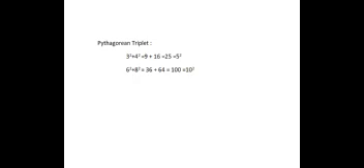Pythagorean triplets. Consider the numbers: 3 square plus 4 square equal to 9 plus 16, which is equal to 25, which is equal to 5 square. The collection of numbers 3, 4 and 5 is known as a Pythagorean triplet. Similarly, 6, 8, 10 is also a Pythagorean triplet, since 6 square plus 8 square equal to 36 plus 64, which is equal to 100, equal to 10 square.